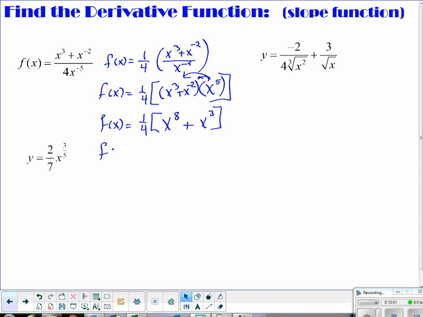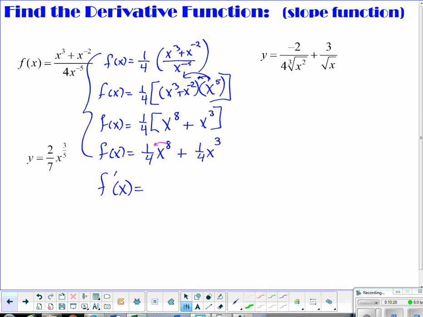Now, let's take the 1/4, distribute it through, and now let's take our derivative, f prime of x. All of this work here was nothing more than a lot of algebra to make it look a little bit nicer. If I can get it into more of a polynomial style, it makes derivative work so much easier. So we're going to bring our power down and multiply, and I think I'll just show it on this one. And then I'll reduce the power by 1, which will bring me to a 7.